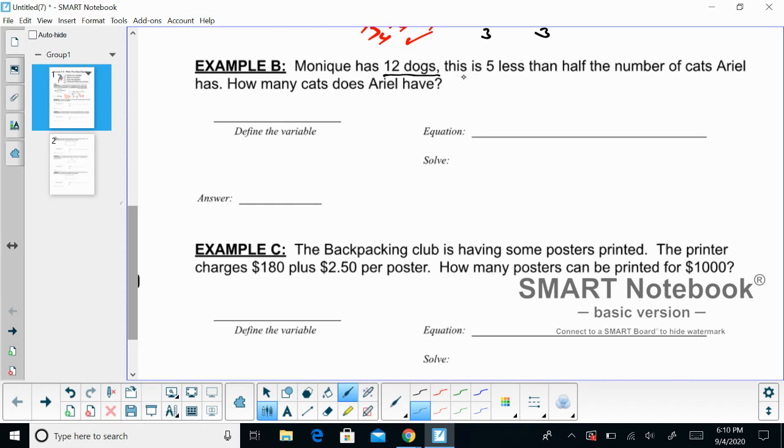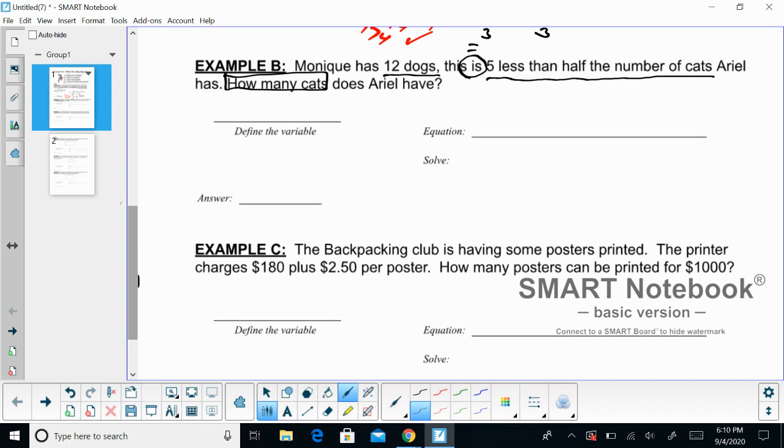This is important: when "is" is written here in between our information, this means equal. Okay? 5 less than half the number of cats that Ariel has. And then again, what is our question? We want to know how many cats.